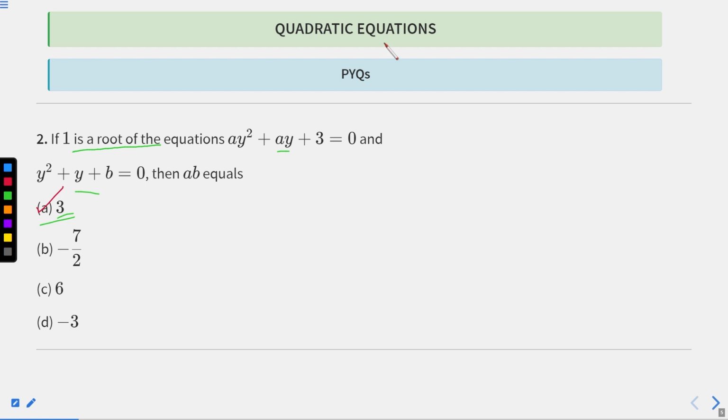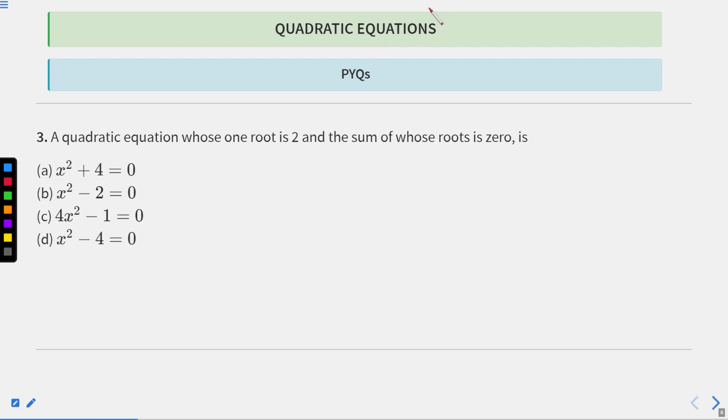Now let us move to question number 3. In question number 3, it says a quadratic equation whose one root is 2 and the sum of whose roots is 0. Here one root is given, that is 2, and the sum of the roots is 0. Basically we have to find the equation of this quadratic equation.